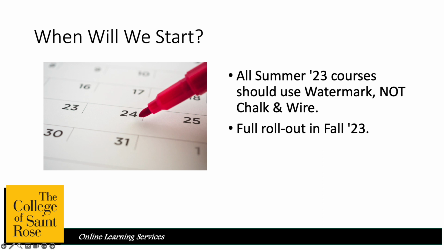So when will we start? All of our summer 23 courses are currently using Watermark, and they should not be using Chalk and Wire. If you know of somebody who is trying to use Chalk and Wire in their course, my hope is that Chalk and Wire has actually disabled the site, but if not, please let them know that they should not be using that platform. The full campus rollout will be in the fall of 23. We are currently in the midst of setting everything up for that final rollout.